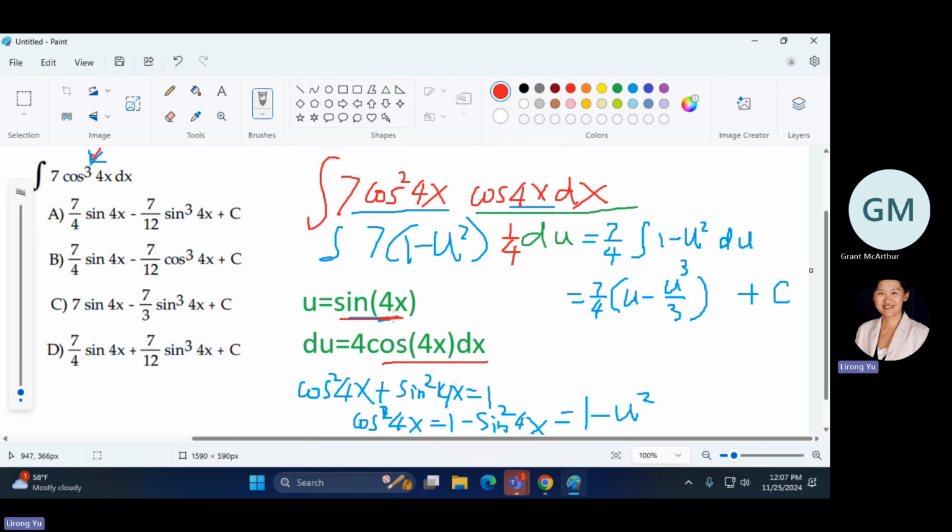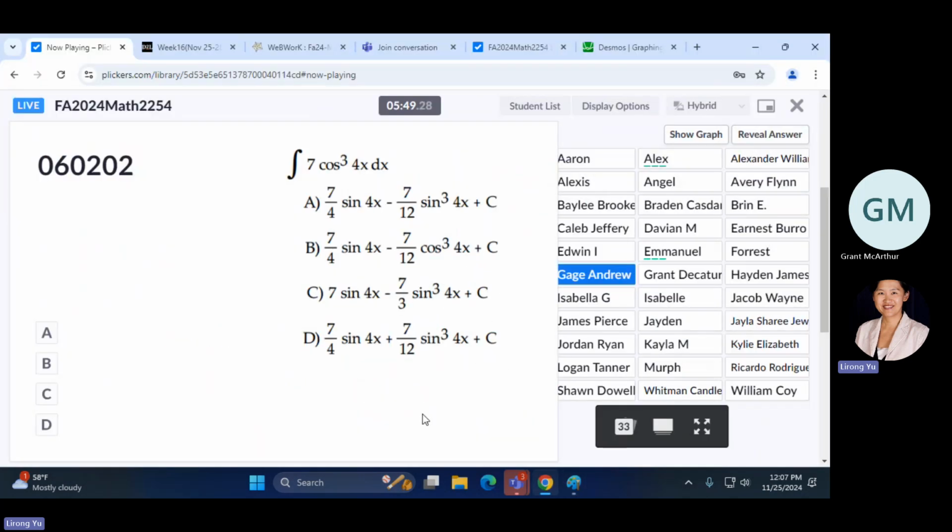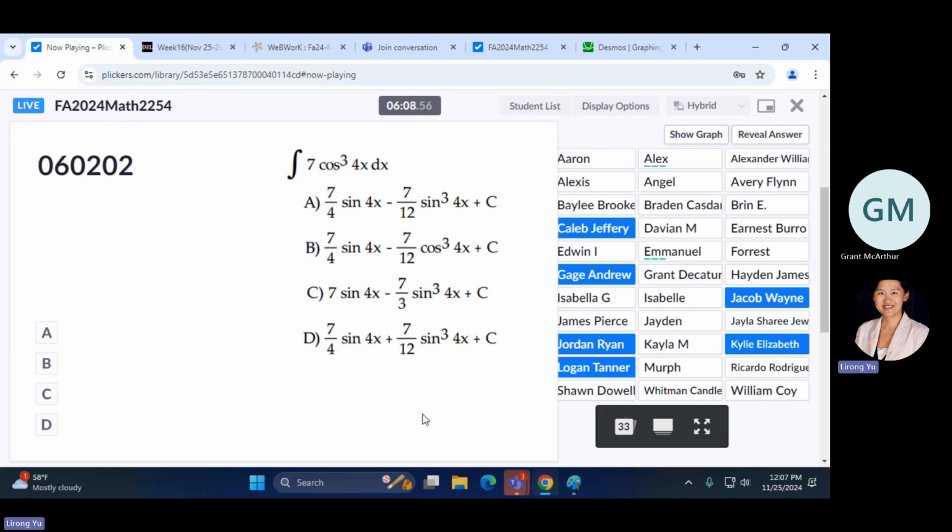So let me record your answer to this question. I hope that you're able to follow with the substitution method. This is once again one of the situations where it looks like one of those time-consuming questions, but it's not, with the substitution. The answer is not too far from your anticipated answer. So the answer is 7 over 4 sine 4x, and then minus 7 over 12 sine cube 4x.